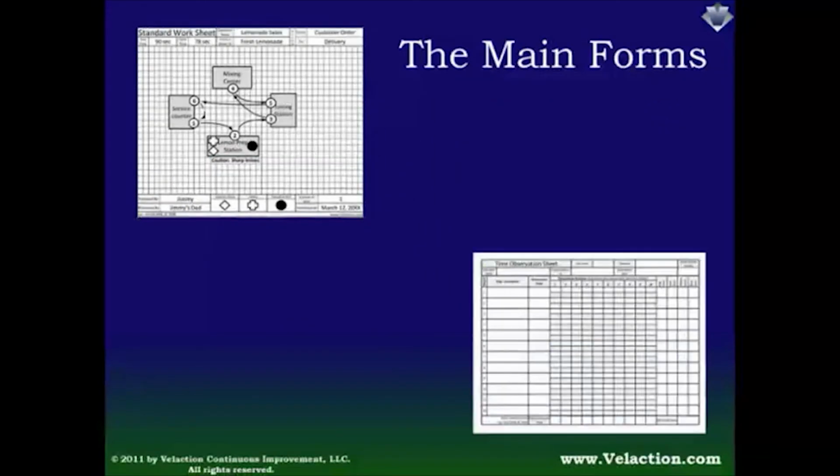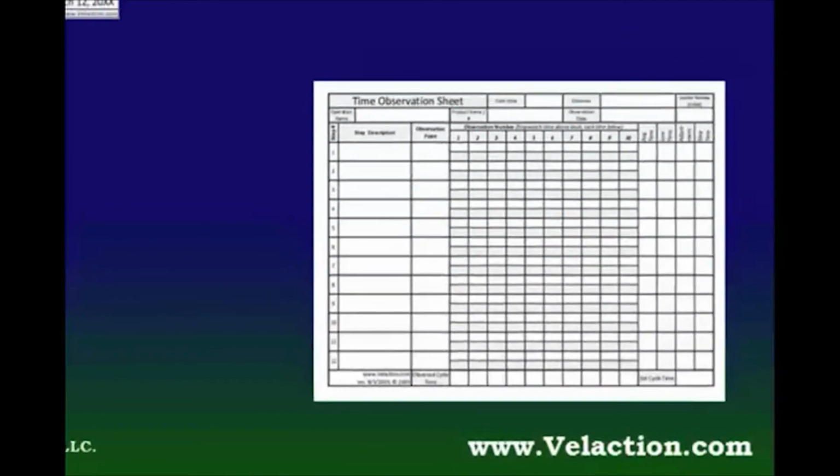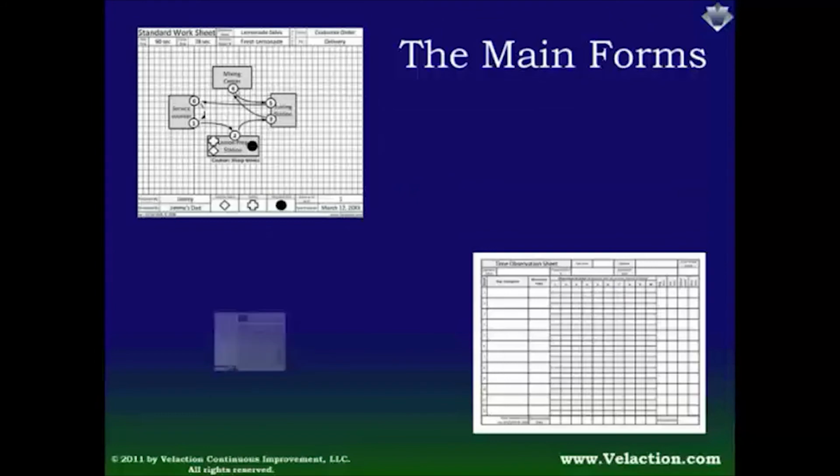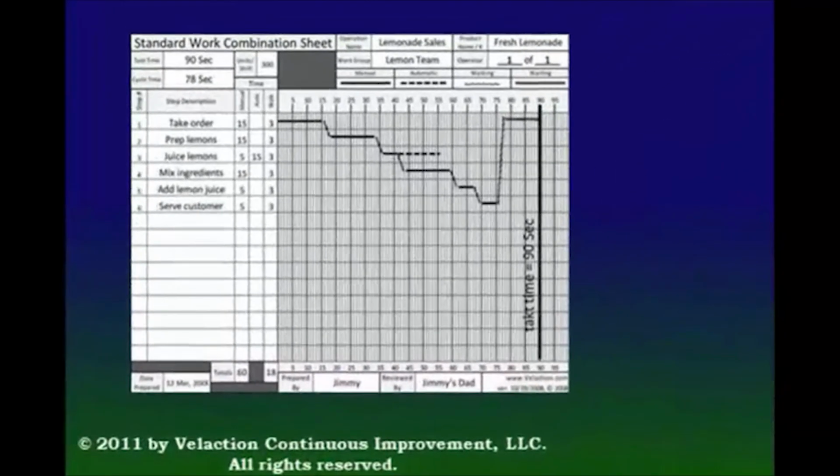The second form is a time observation sheet. This form is used to time the process and develop the standards for each of the steps in your sequence of operations. The last form is a standard work combination sheet. It is used to show the tasks on a visual timeline. One of its key features is that it can show the relationship between people and machines.